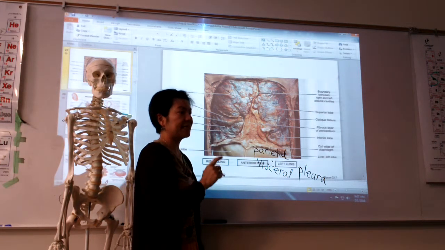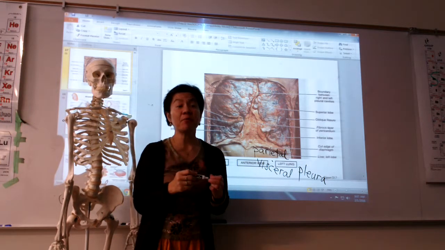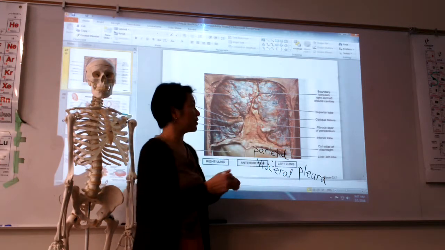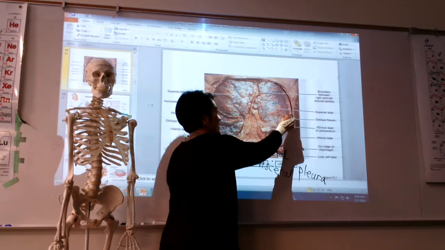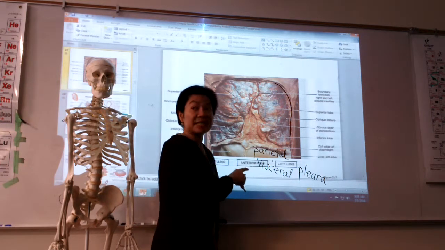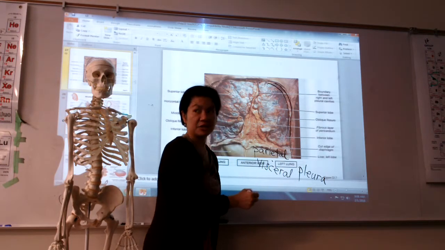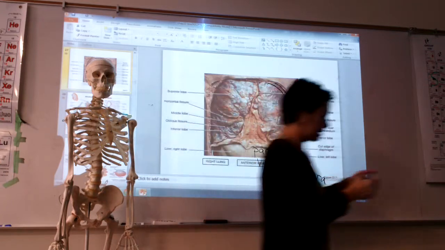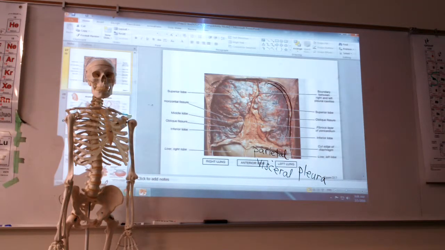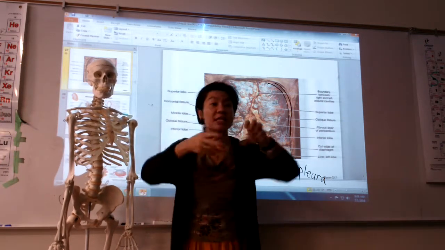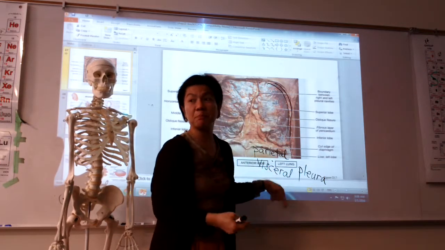Okay? Parietal and visceral pleura. Very important. The parietal pleura is actually stuck to the wall of your thorax, so it's right here. The visceral pleura is stuck to the substance of the lung. Can you picture it in your head? See? The visceral pleura is stuck to the substance of the lungs, and the parietal pleura is stuck to the wall of your thorax right here. And in between the two, there's fluid called pleural fluid.